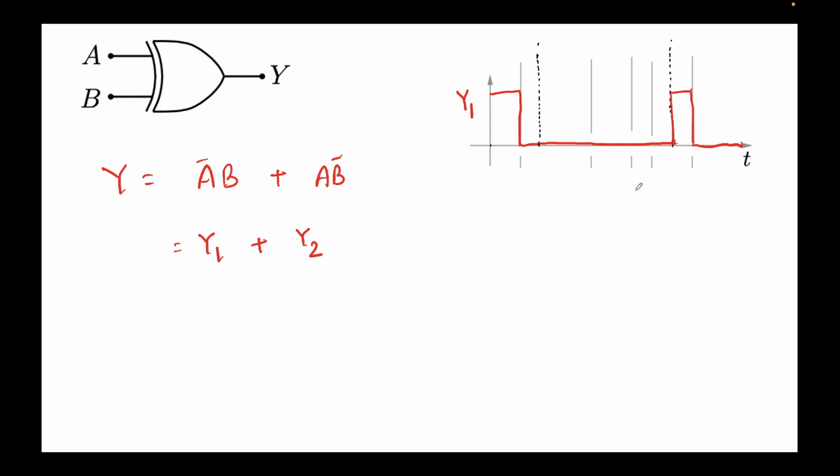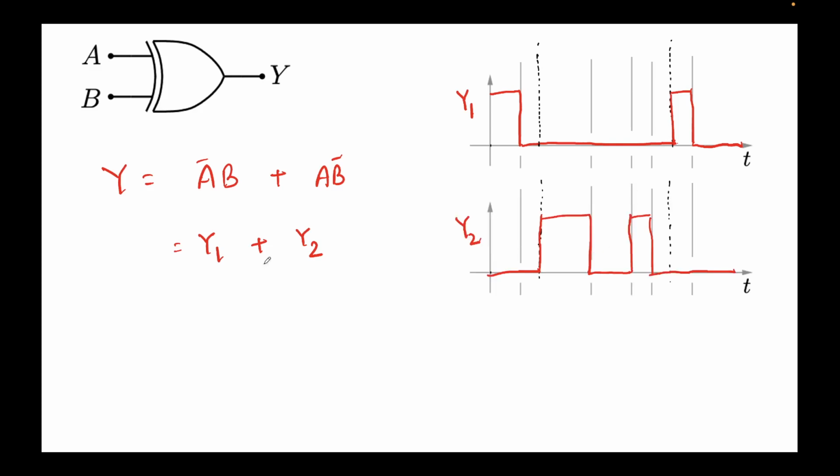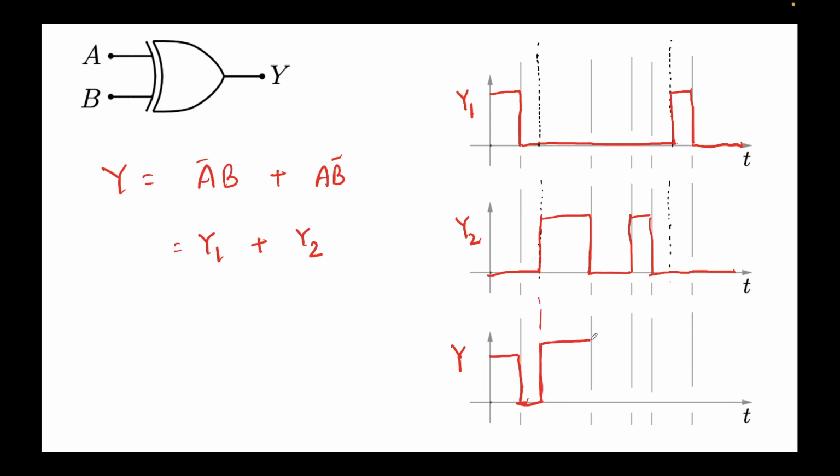Now this is the Y1 that we obtained earlier. This is Y2. Y is nothing but Y1 plus Y2. So this means the OR of these. What do we mean by OR? Even if one of them is high, the sum will be high. So Y1 is high, so this will remain high, but in this time both are low, right? In this time period this will be low, but then Y2 rises, so the total output will rise.